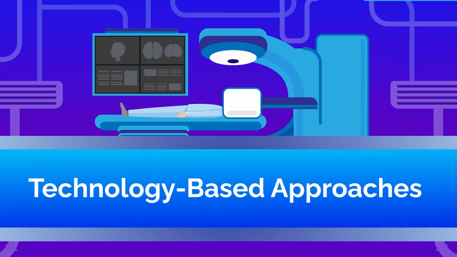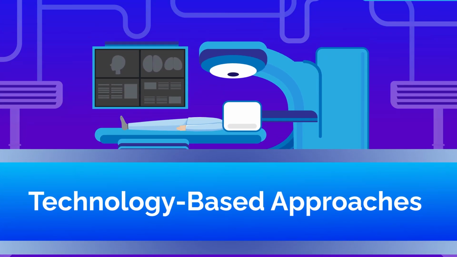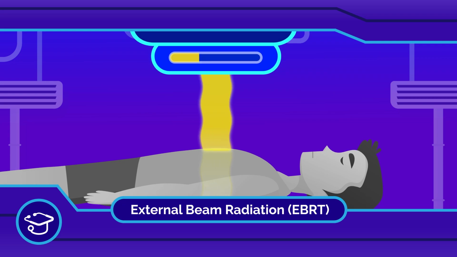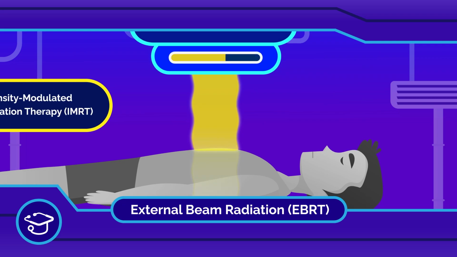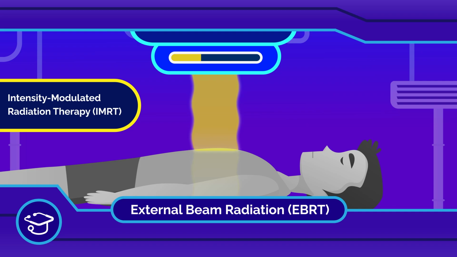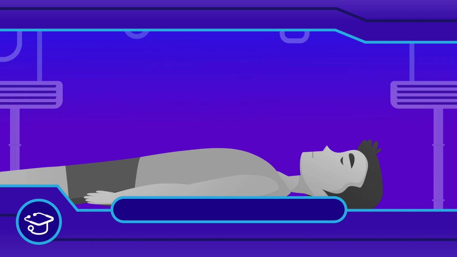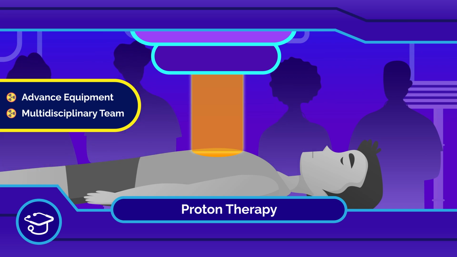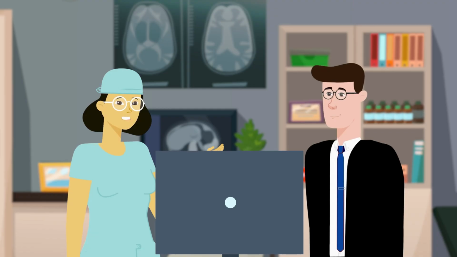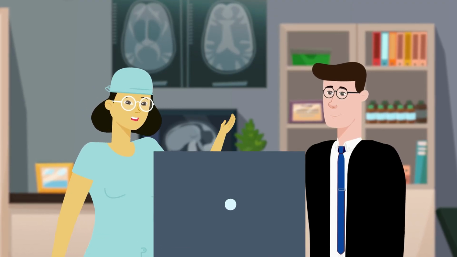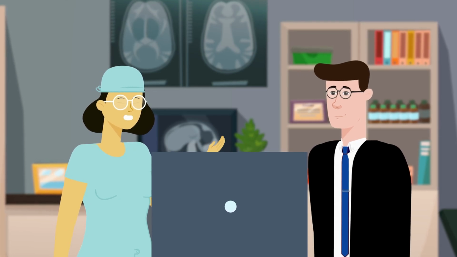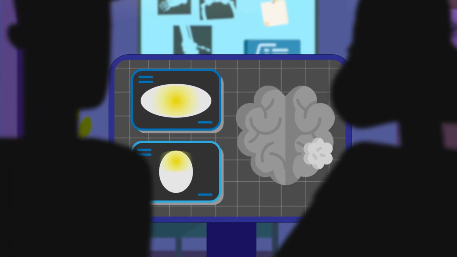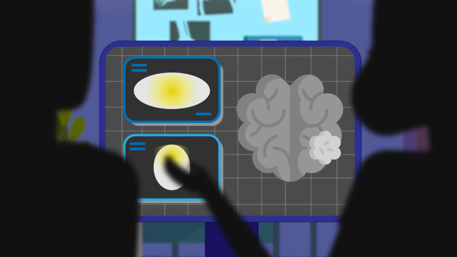Radiation oncologists use a number of technology-based approaches to treatment. There's external beam radiation, or EBRT, which involves techniques like intensity modulated radiation therapy, or IMRT, and proton therapy, which require advanced equipment and multidisciplinary teams. These are more technically demanding and require careful coordination with dosimetrists and physicists. They're used to treat cancers in difficult-to-access areas, like head and neck and CNS.